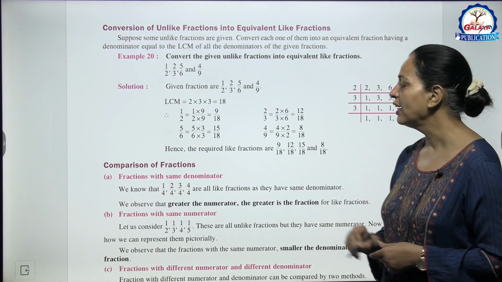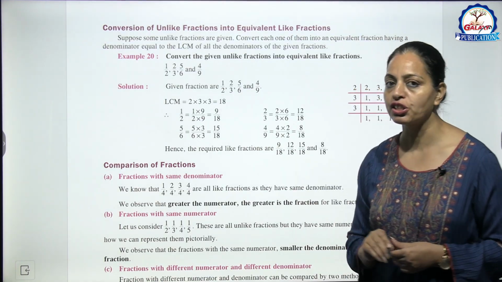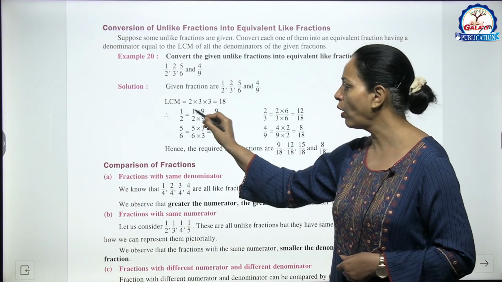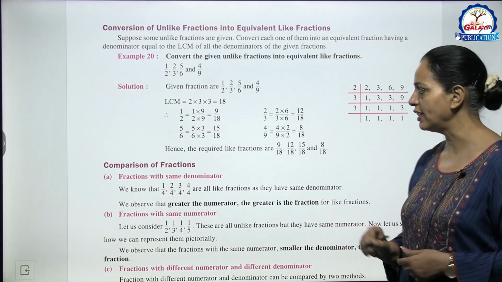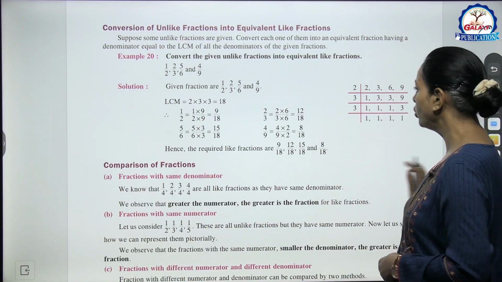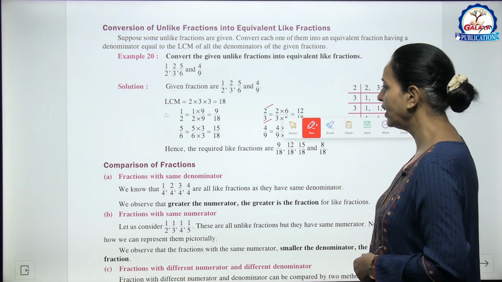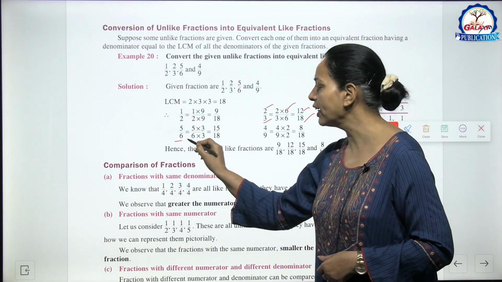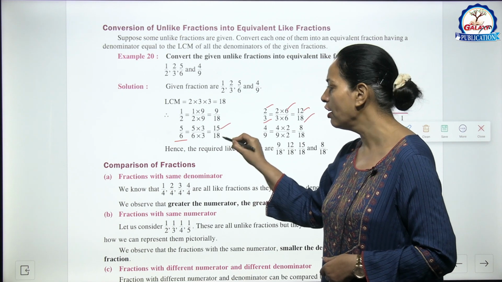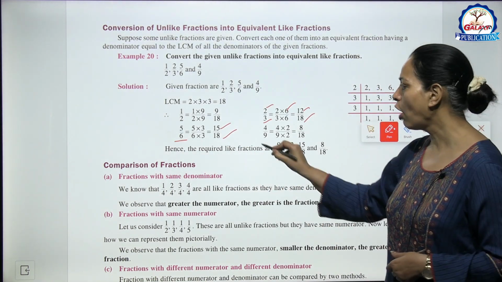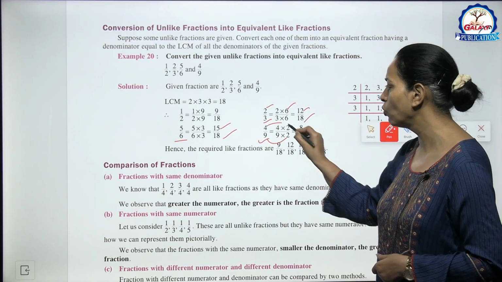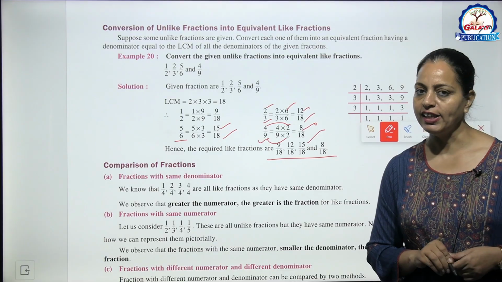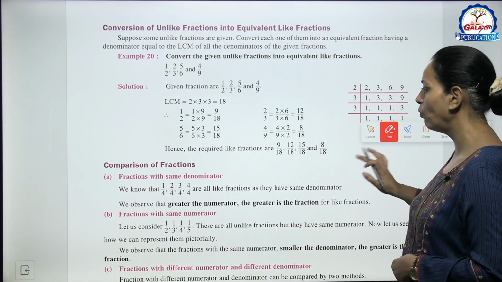LCM is 18, that means we have to change the denominators to 18. So 1 upon 2, 2 into 9, so 1 into 9, 9 upon 18. Then 2 upon 3. 3 6s are 18, so 2 6s are 12 upon 18. Now 5 upon 6, 6 3s are 18, so 5 into 3, 15 upon 18. Now 4 upon 9, 9 2s are 18, so 4 2s are 8 upon 18. So these are the equivalent fractions. Very interesting and very easy.